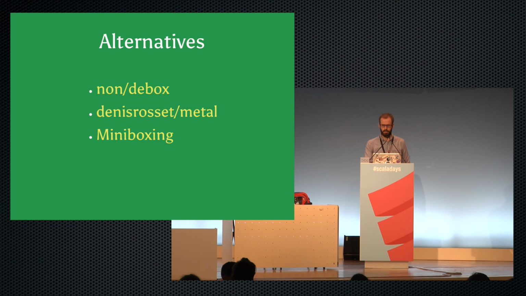So if you want to avoid boxing, what do you do? There are a few alternatives. There's a library called dbox, and another one called metal, and these both provide mutable collection classes, like map and set and list and so on, but with specialization, so no boxing.